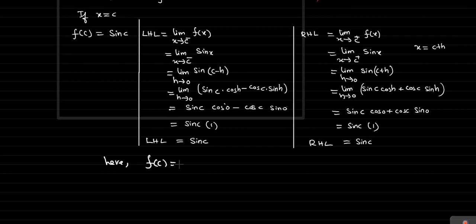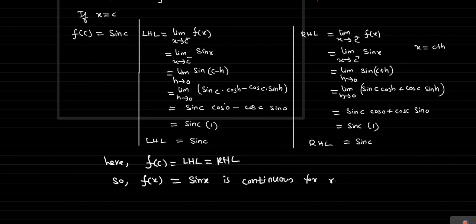The f of c value, left hand limit and right hand limit are the same. So f of x is what? The sin x function. F of x equal to sin x is a continuous function, so continuous for all real numbers, right?